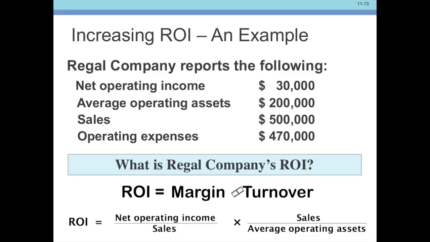When we look at the two different components in an example, we take Regal Company, which has the following facts. Net operating income 30, average operating assets 200, sales 500, operating expenses 470. So what is the Regal Company ROI? And of course ROI here we want to do through margin times turnover. We've invested quite a bit of money, we have some money coming out of it. The question is, what is our return on all that investment?